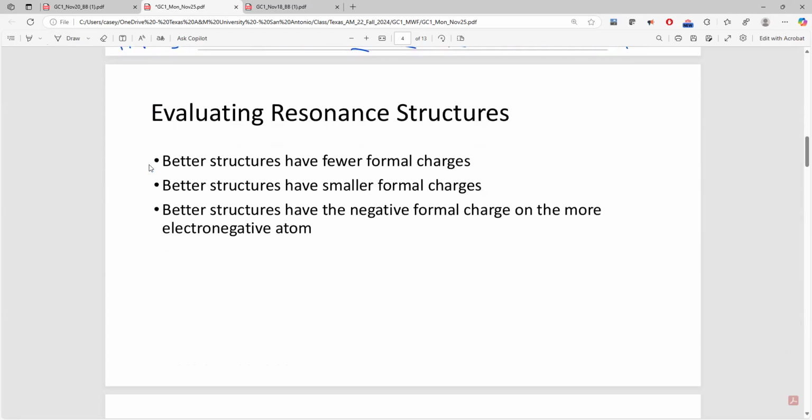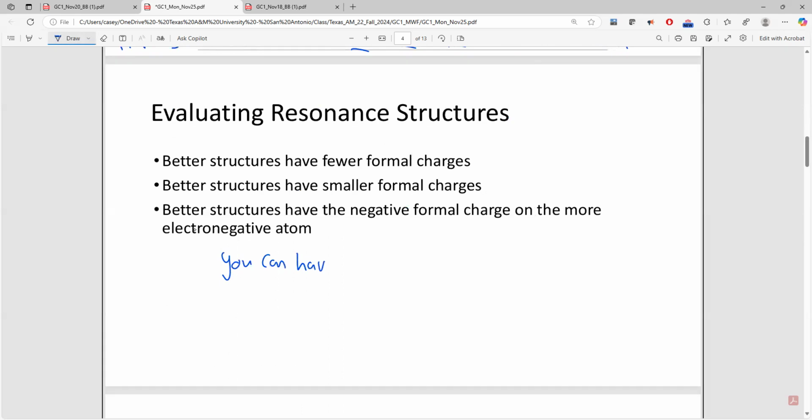So here's how we do our scoring. Better structures have fewer formal charges. Better structures have smaller formal charges. So if you do have formal charges in both, the smaller numbers are better. And better structures have the negative formal charges on your more electronegative atom. You can have non-zero formal charge and be okay. That can be a fine structure.